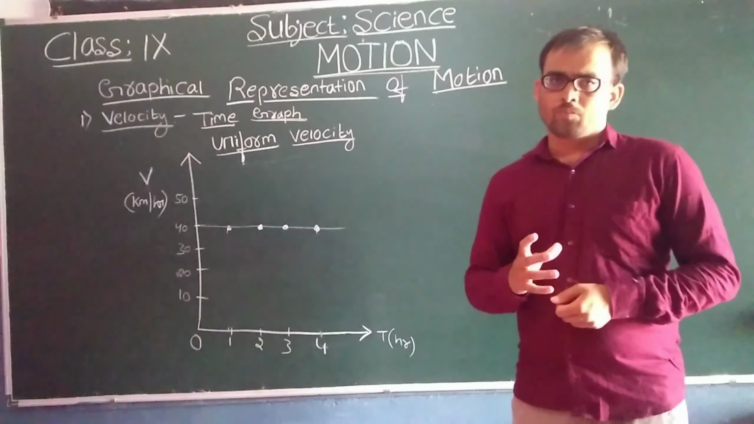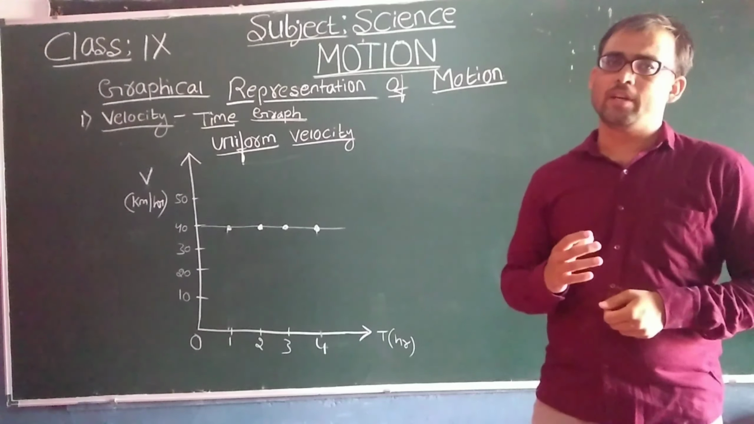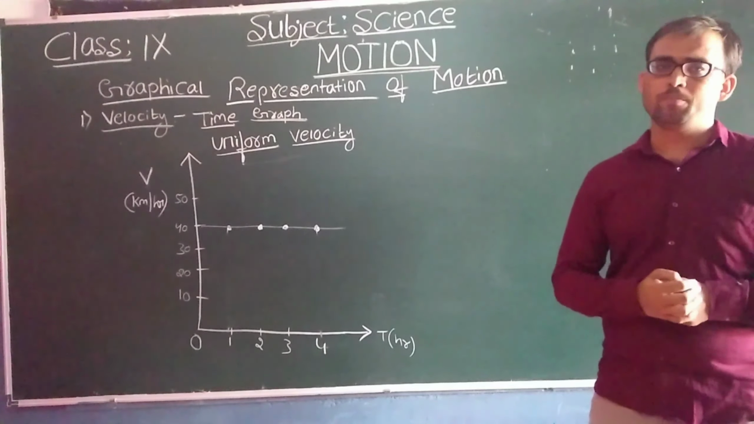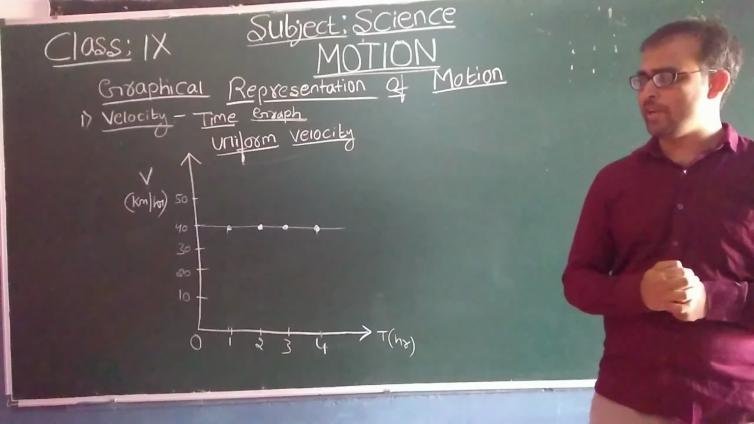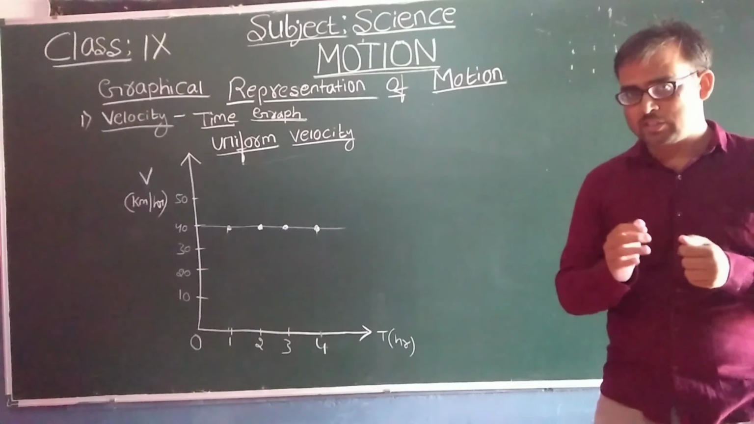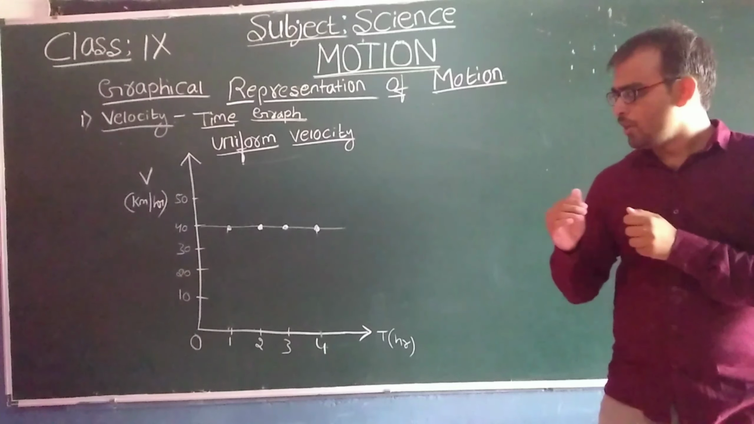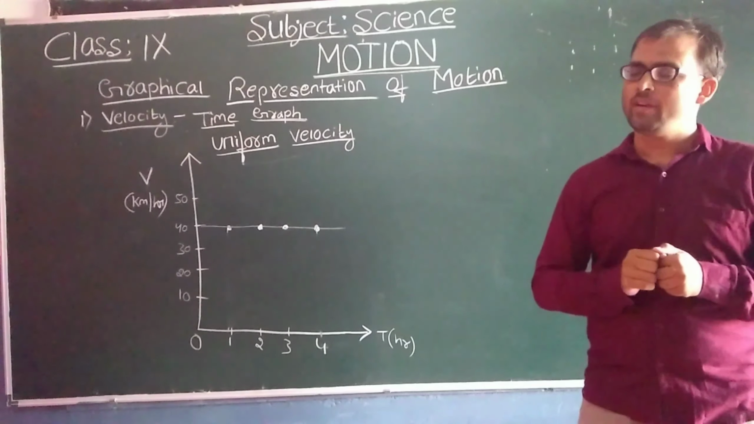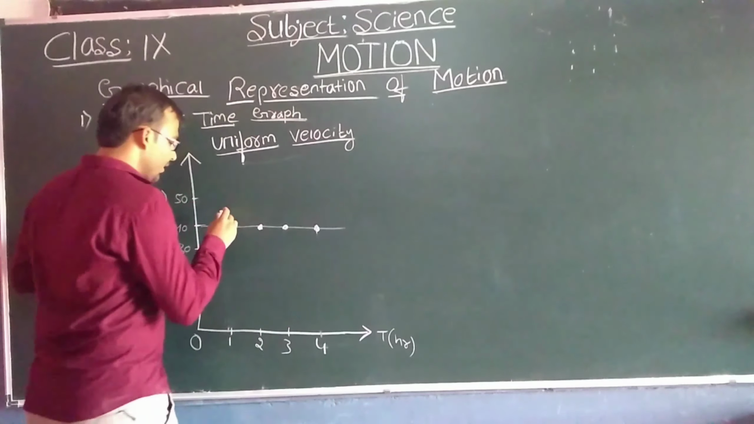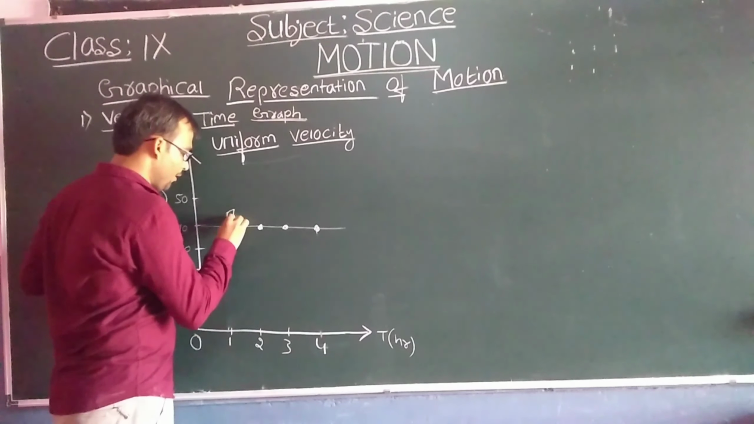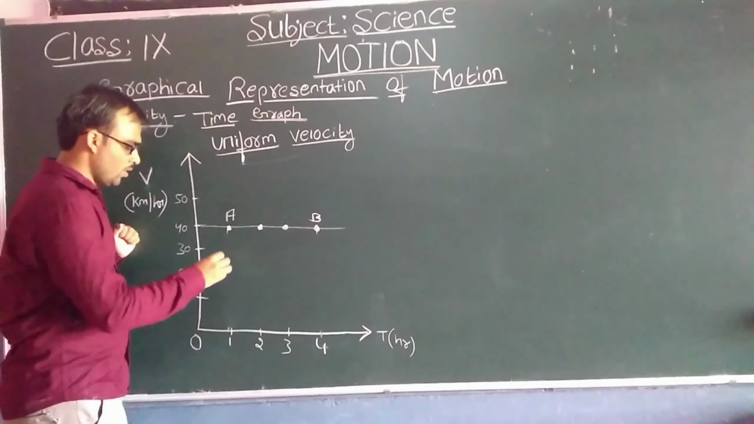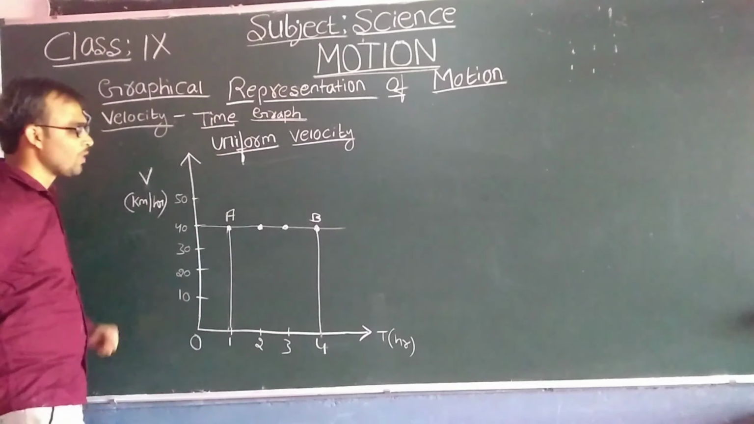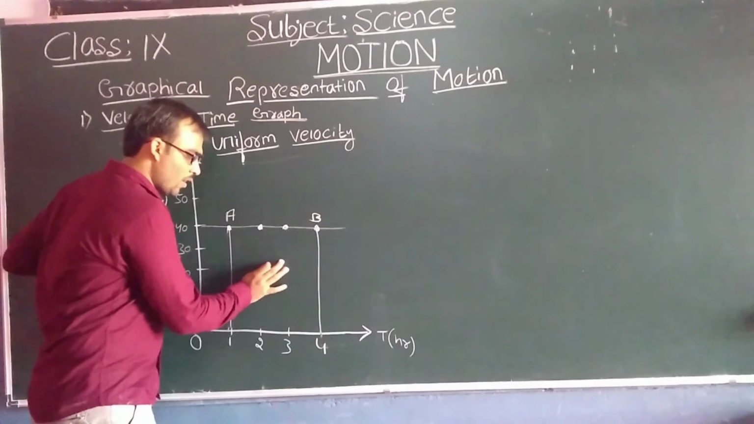Dear students, here you can find the distance traveled by the object between the time interval t1 and t2, while the car is moving with a velocity of 40 km per hour. For this, consider two points, A and B, and draw a line perpendicular to the x-axis.